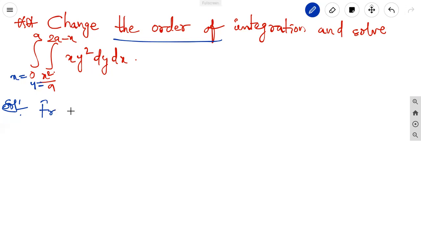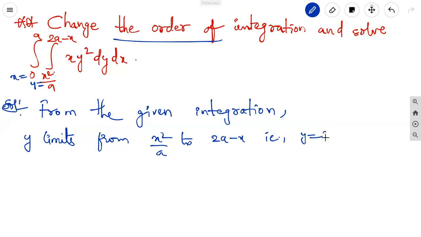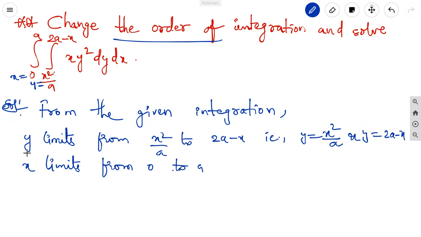From the given integration, first we discuss the limits. Y limits are from x squared by a to 2a minus x. That is nothing but y equal to x squared by a and y equal to 2a minus x. And x limits are from 0 to a.